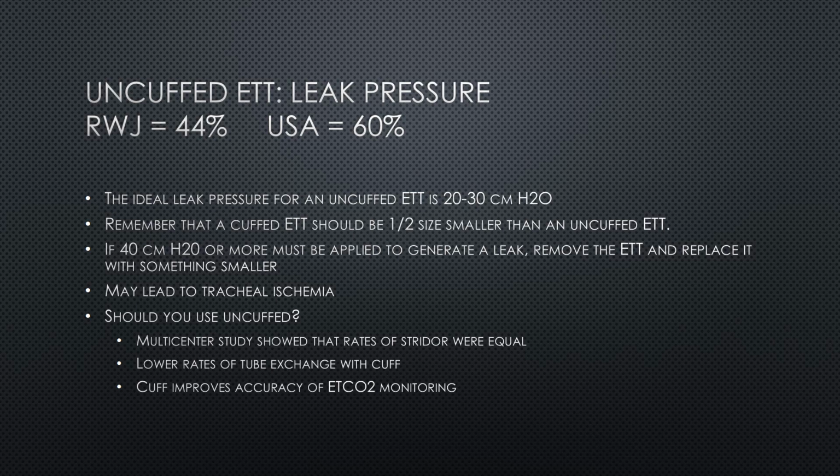When you place an uncuffed endotracheal tube, you have to determine the pressure at which you get a leak. If the pressure is too low, usually less than 20 centimeters of water, you have a leak, and it makes using that endotracheal tube very challenging. If you have to generate at least 40 centimeters of water of pressure in order to obtain a leak, it means that the uncuffed endotracheal tube is probably too tight, and you're putting your patient at risk for tracheal injury, swelling, and ultimate stridor when you remove that endotracheal tube.